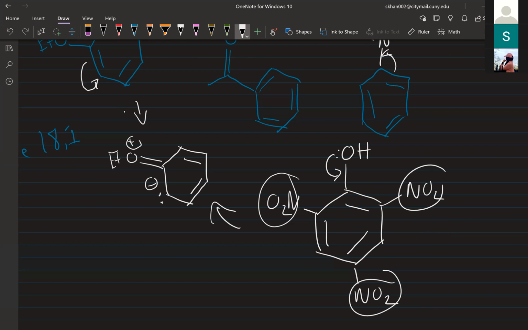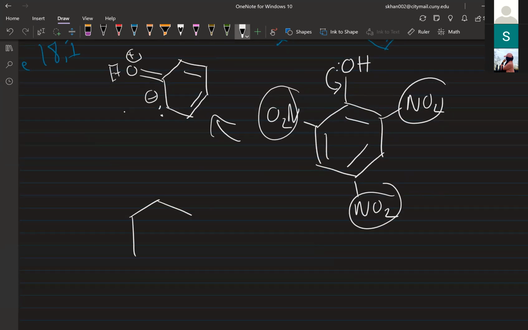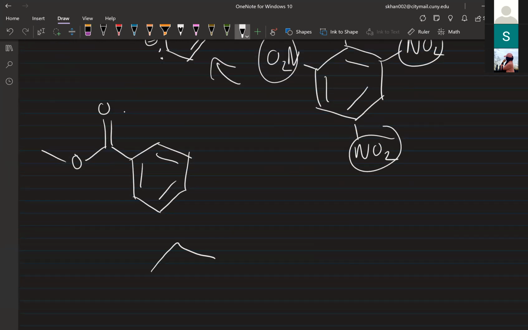And then what starts to make them weaker is if they have any sort of additional conjugation. So if you had an ester, just be very careful when you do this. It's all depending on the bonding. So you have a group that looks like this, or you can have a group that looks like this.